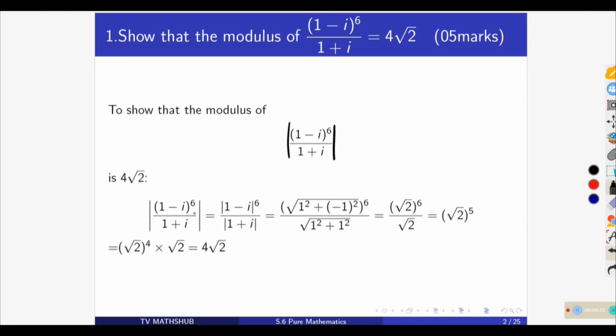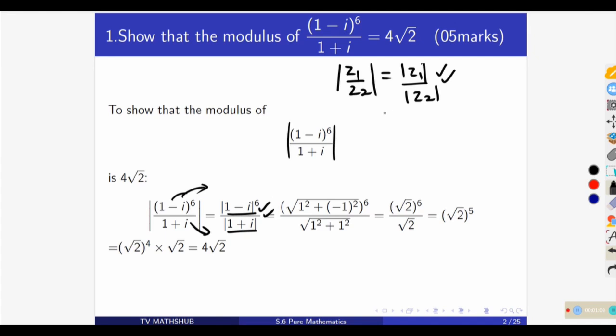So the modulus of this expression is the same as taking the modulus of the numerator and the modulus of the denominator respectively. We understand that the modulus of z1 upon z2 is the same as modulus of z1 divided by modulus of z2. So using this property, we can take the modulus of the numerator, which will be the same as this, and the modulus of the denominator, which is the same as taking the magnitude of 1 plus i, and here 1 minus i to the power of 6.